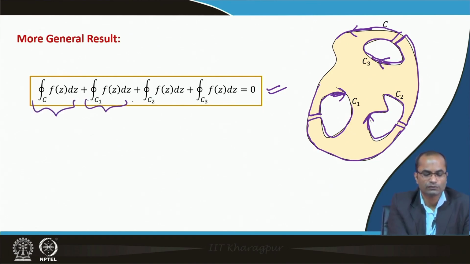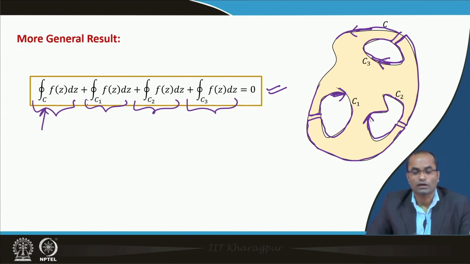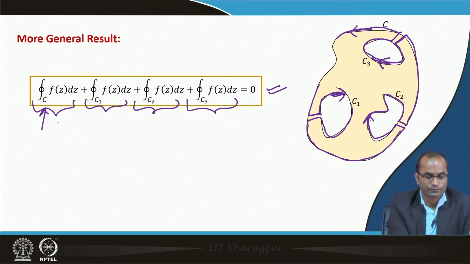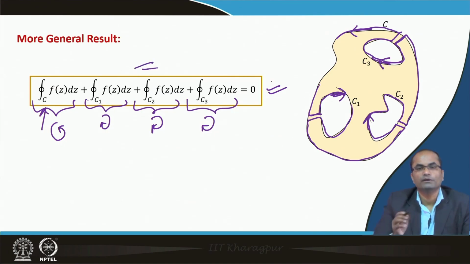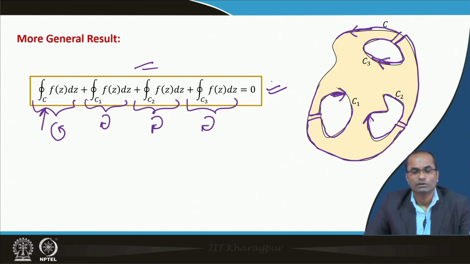C plus the integral over C 1 plus C 2 plus C 3 is equal to 0, where the outermost curve C is traversed in the anti-clockwise direction, and then these are in the clockwise direction. That is the difference which we have to keep in mind, and only then will this sum be equal to 0. So, going next to remark 3.